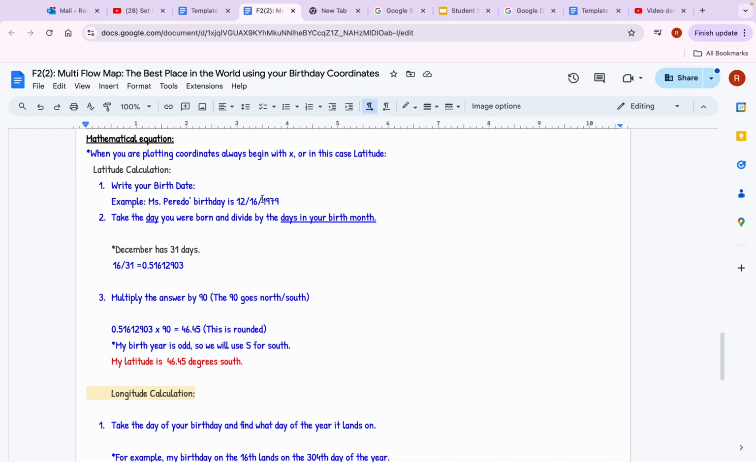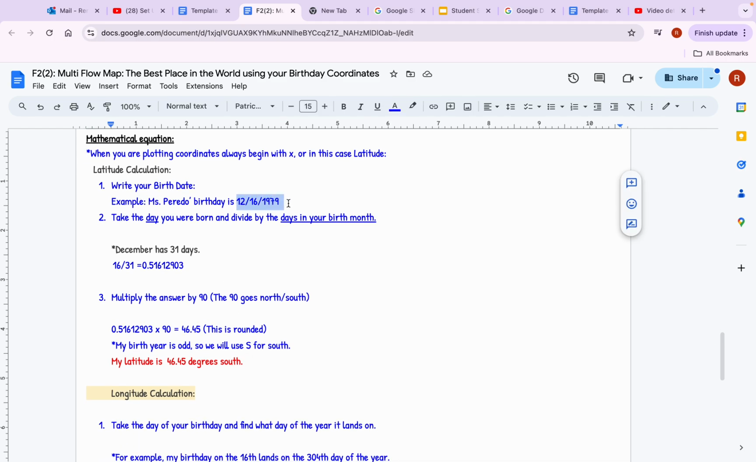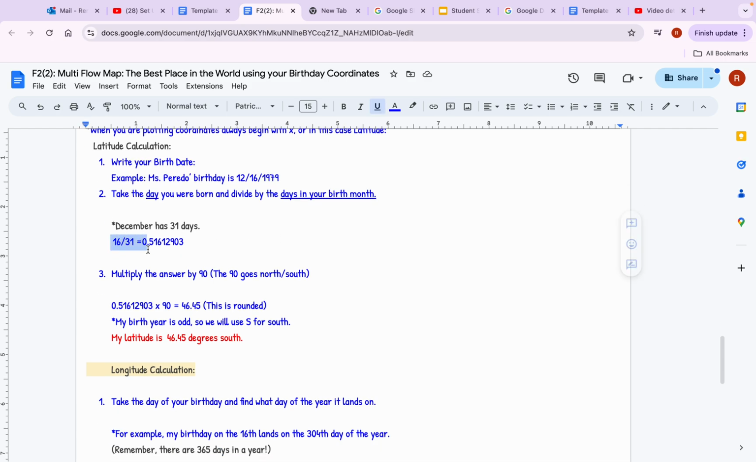So the first thing you need to do is write your birthday down. So this is mine, 12/16/1979. That's my birthday. You're going to put birth month, birth day, and then birth year. The following step is this. You can use a calculator as it may be easier for some of you. You're going to take your birth day, which for me is the 16th, and you're going to divide it by how many days are in the month you were born.